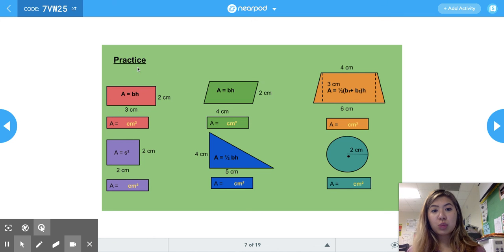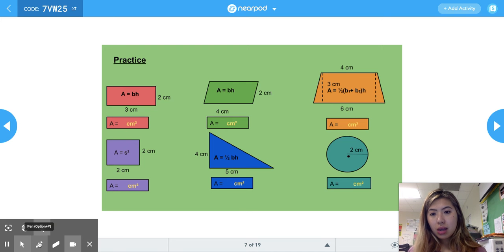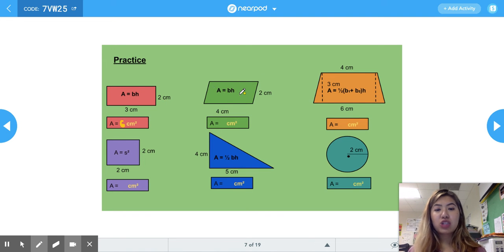So we're going to start off with this practice of just finding the area of these simple shapes before we go into finding the area of composite shapes. For this rectangle, we have a side length of 3 and another side length of 2. So we can either use the length times width or the base times height formula. That would make our area for this rectangle 6, because we're doing 2 times 3 or 3 times 2. Then for this parallelogram, which looks like a rectangle but it's been slanted, we're still using that base times height formula, so we have 4 times 2, which is 8.